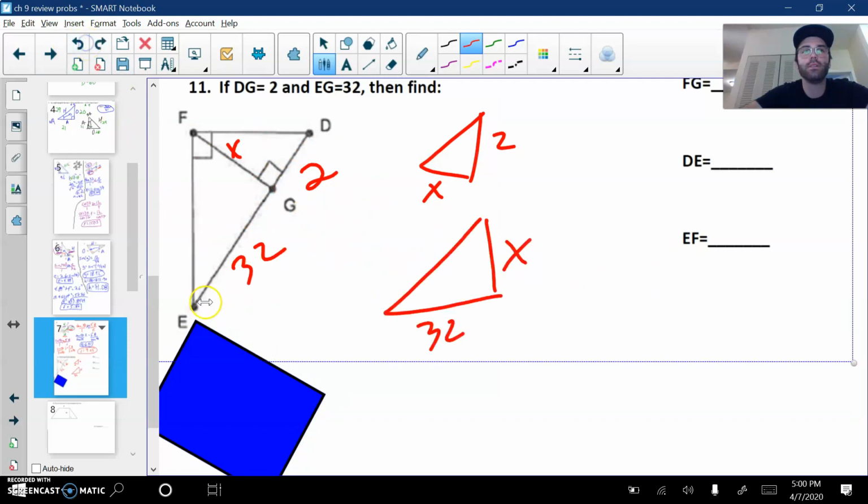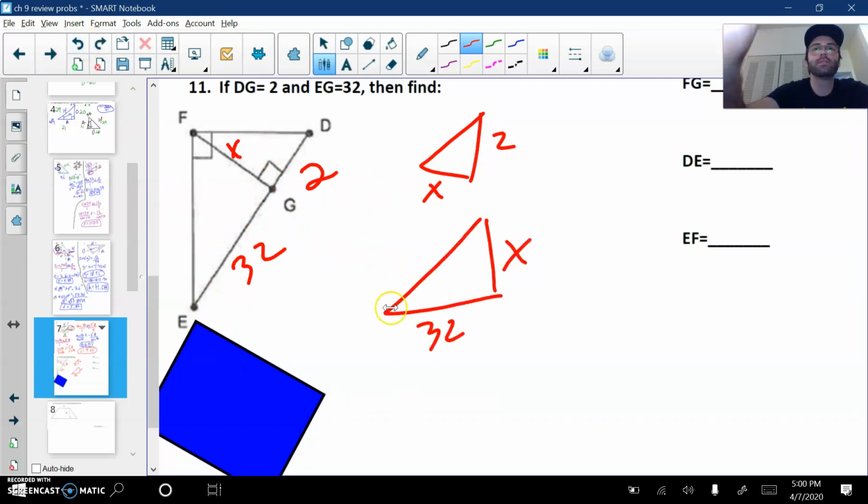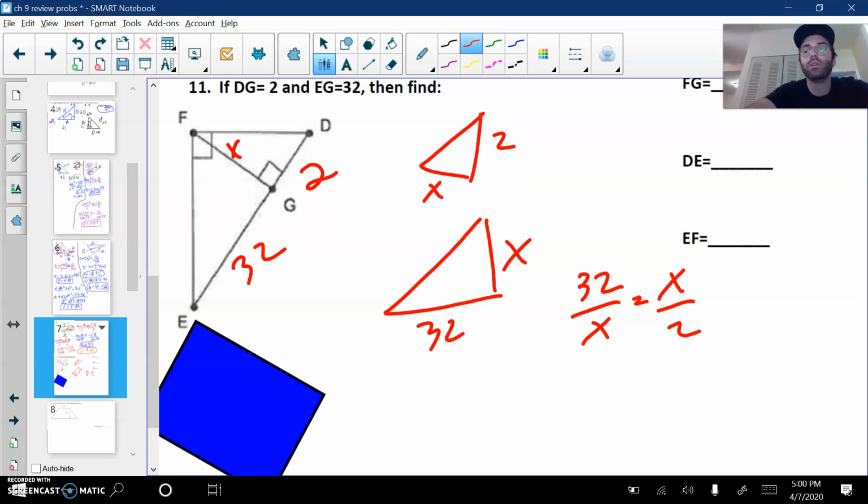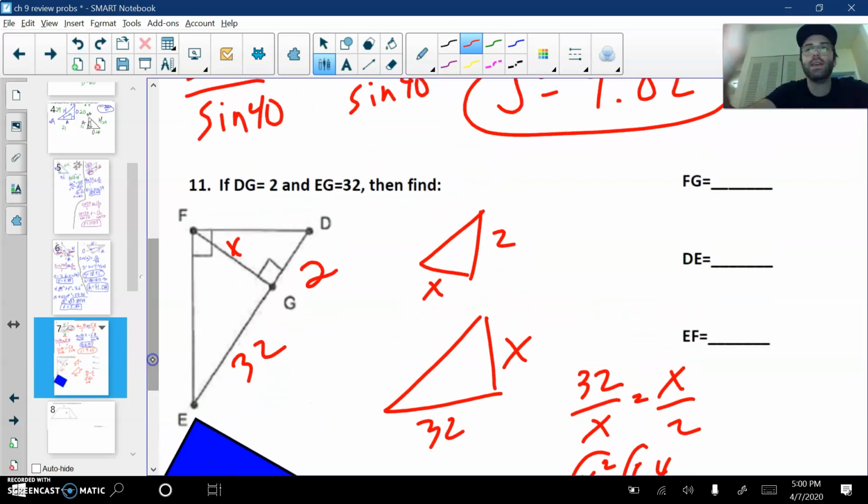All right, so remember, whatever repeats is our geometric mean. So 32 over X equals X over 2. Cross multiply, X squared equals 64. Square root, X is 8. So FG is 8.